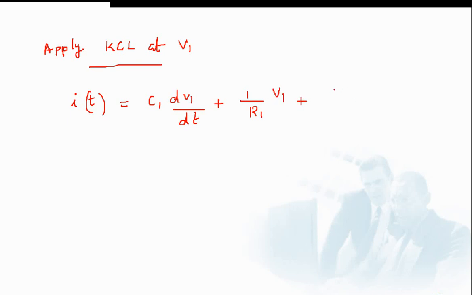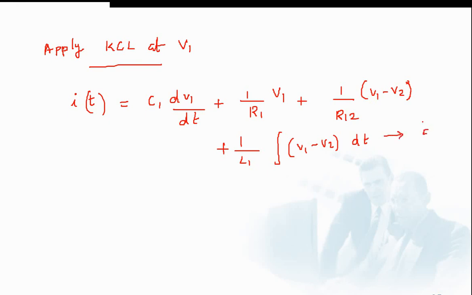plus through resistor R12 and inductor L1, that is 1 by R12 into V1 minus V2, plus 1 by L1 into the integral of V1 minus V2 dt. This is your equation number 5.